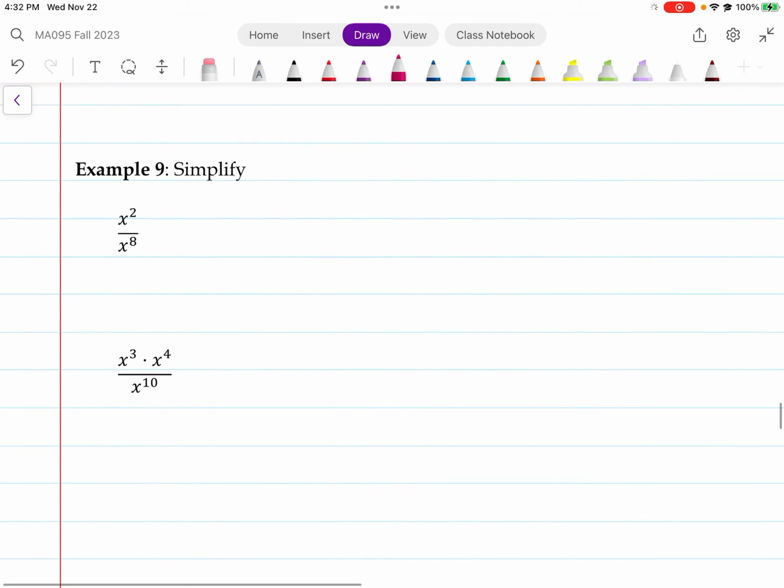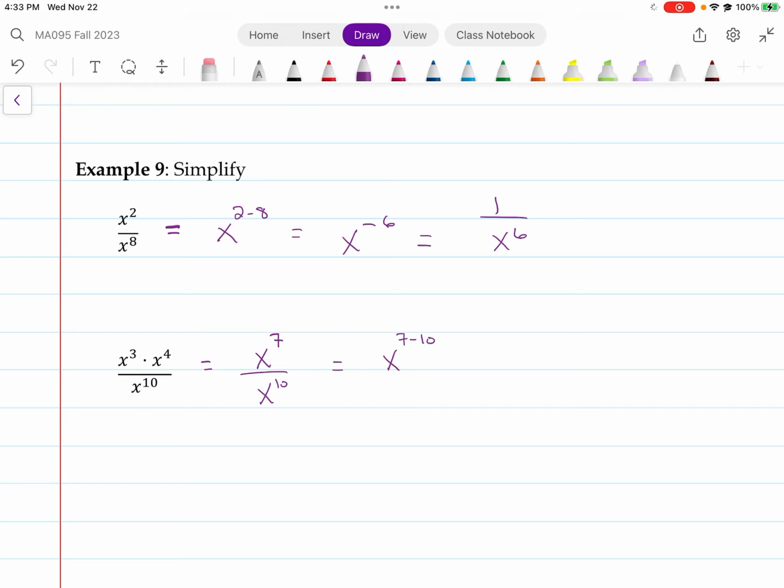Let's try some problems. Pause the video and give these a try. We've got x squared over x to the 8th, which is x to the 2 minus 8, which is x to the minus 6. That is not considered simplified. No negative exponents when we simplify, so that is 1 over x to the 6th. The next one, x to the 3 times x to the 4, is x to the 7 over x to the 10. That is x to the 7 minus 10 using the quotient rule, which is x to the minus 3. We're not done because that is not considered simplified. 1 over x to the 3 is considered simplified.